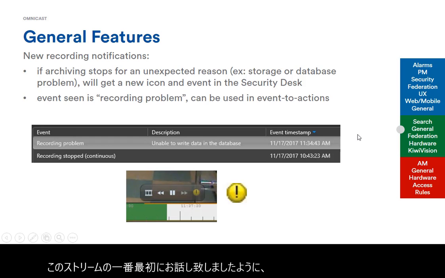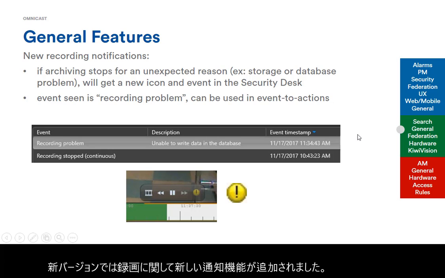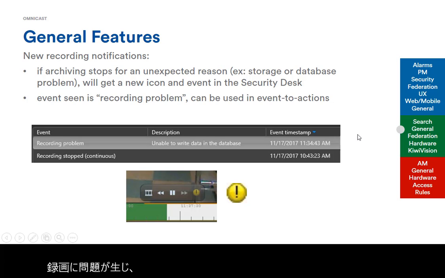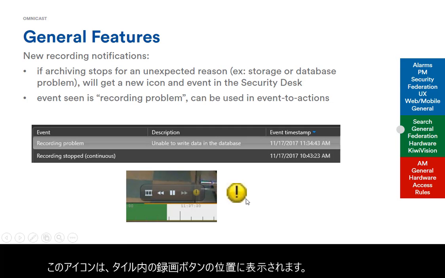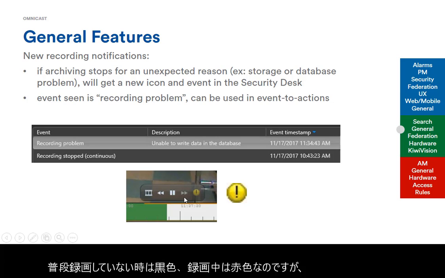I mentioned this right at the beginning, but we do have a new recording notification. So if we get an archiver issue and the archiver stops for any unexpected reason, such as a storage problem or a database issue, we do have a new icon. I've highlighted it here a little bit because it's kind of ghosted out in the screenshot. But you'll see that in your recording button on the tile, in the tile controls. So usually it's black if it's not recording, it's red if it is recording.